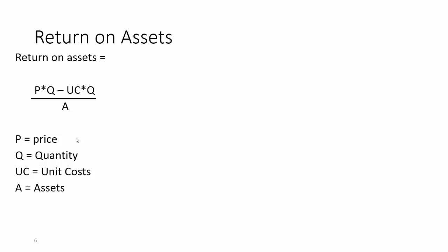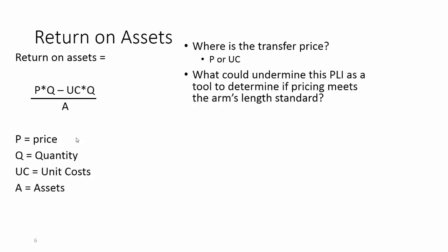Here we will focus on the specific formula related to return on assets PLI. As you can see, the formula is calculated price times quantity minus unit cost times quantity divided by assets. Here, one question is, where is the transfer price? It's important to understand where the transfer price is in order for you to determine what can impact the reliability of this measurement.